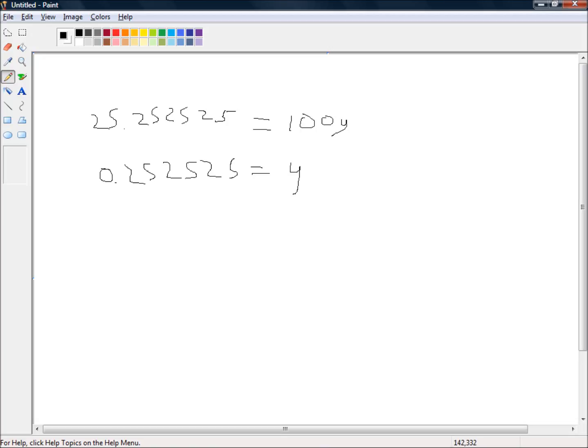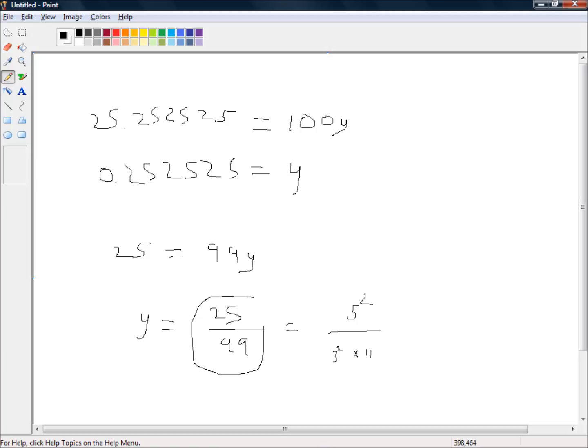And now when we subtract them, we get 25 is equal to 99y. So y is equal to 25 over 99. Will that simplify? Let's check. 25 is 5 squared, or 5 times 5, and 99 is 9 times 11, which is 3 squared times 11. They have no common factors, so 25 over 99 is already a fraction reduced to its simplest form.